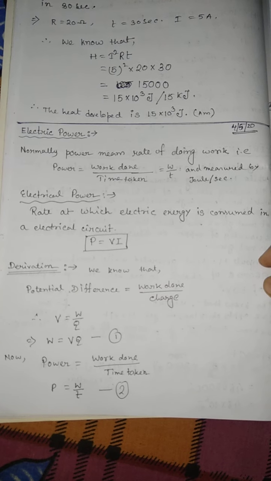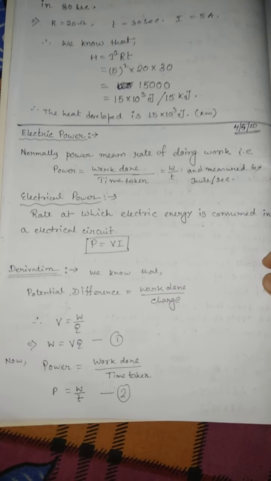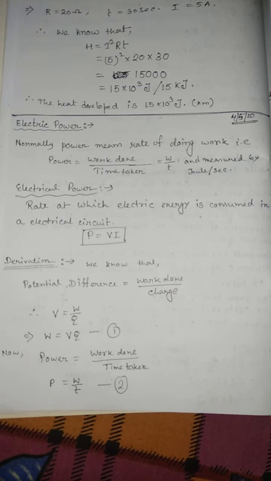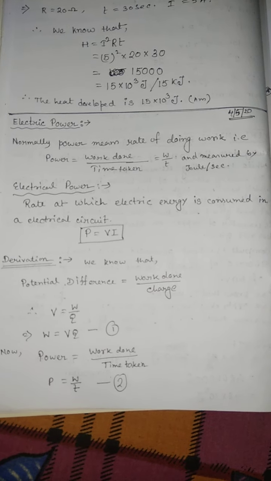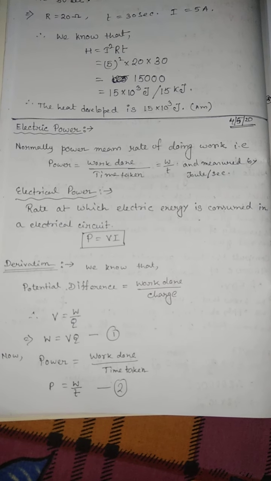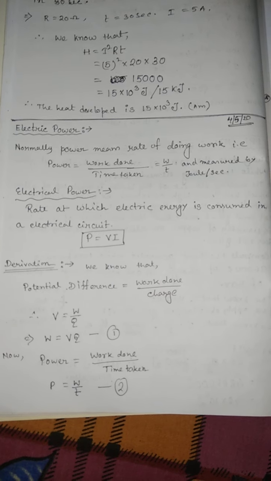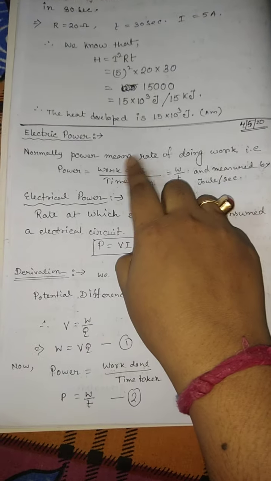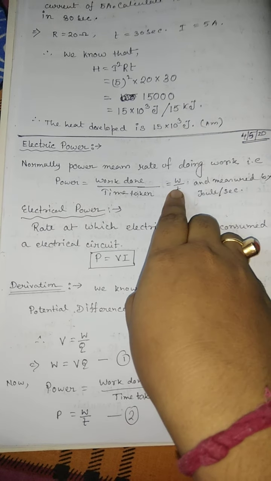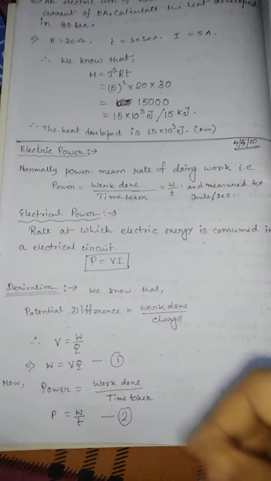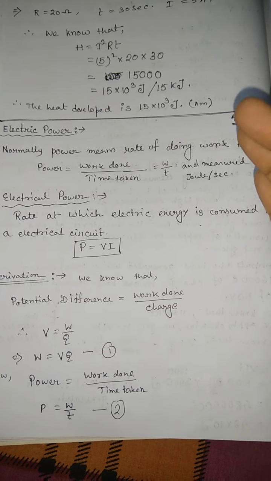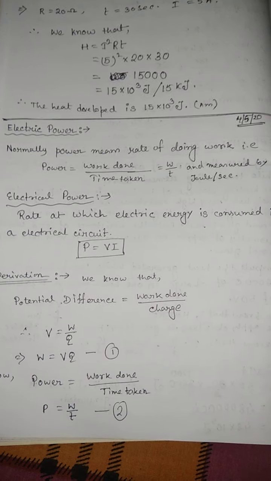So let's start with the first topic in this class, that is electric power. Normally we know that power means the rate of doing work, how much work you perform in a certain time. That means we can define power equals work done by time taken. Work done is represented by W, time taken by T. The unit of power is joule per second, and in one word it is called watt.